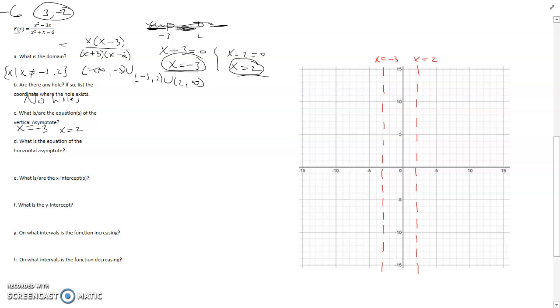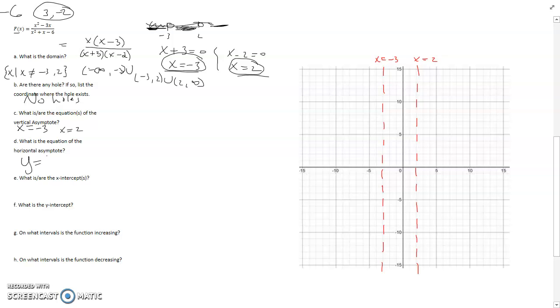What is the equation of the horizontal asymptote? Remember, there are 3 different cases. It's when the degree on top is greater than the degree on the bottom, when the degree on the bottom is greater than the degree on the top, or when their degrees are equal. Since their degrees are equal, what we see here is we're going to look at the leading coefficients on the top and the bottom.